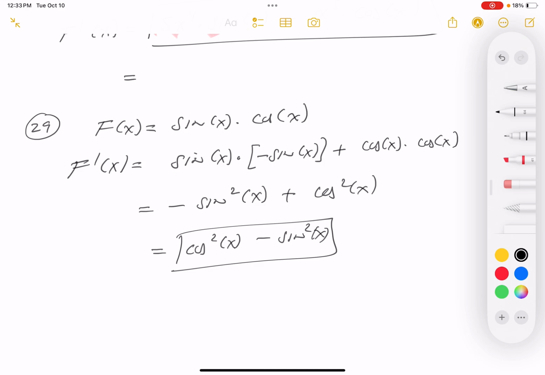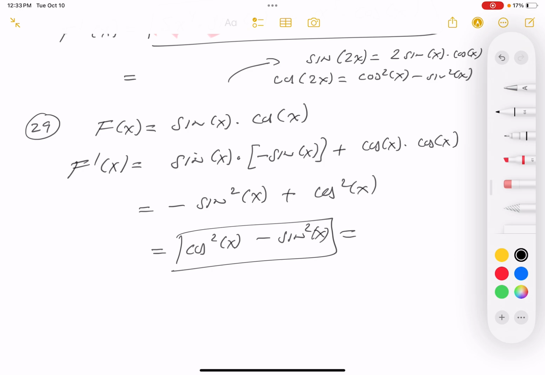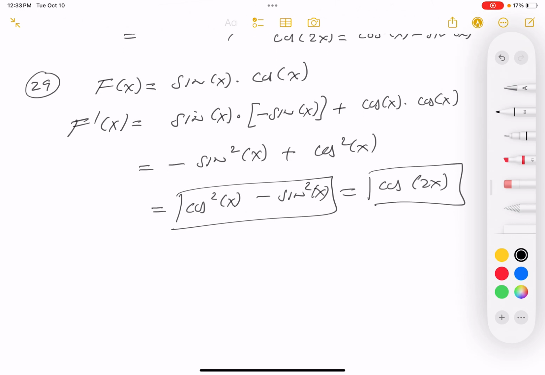Before I go on, I want to point out that you should be aware of some identities. For example, the sine of 2x is 2 sine x cosine x. That's one you should be familiar with. And you should be aware of the cosine of 2x as well. That's got 3 different identities. But cosine squared x minus sine squared x, that's one of them. So this is also equal to the cosine of 2x. All right? 29, let's go on to 30.